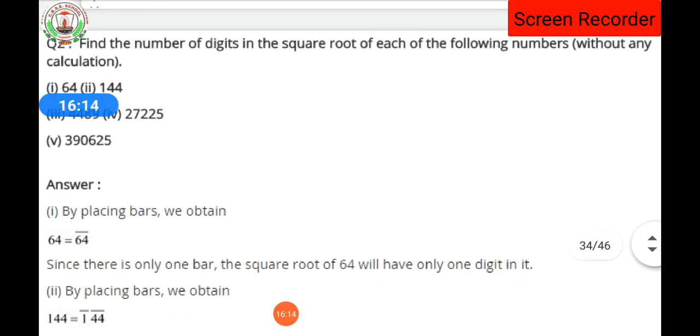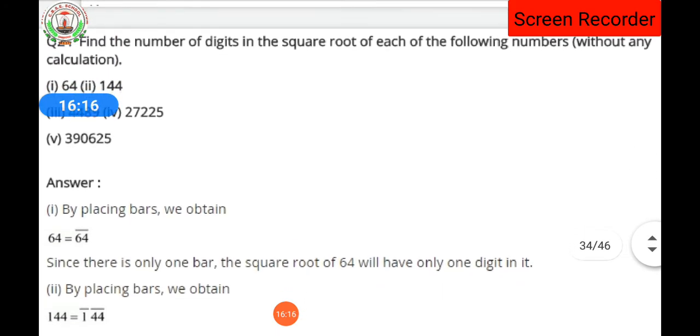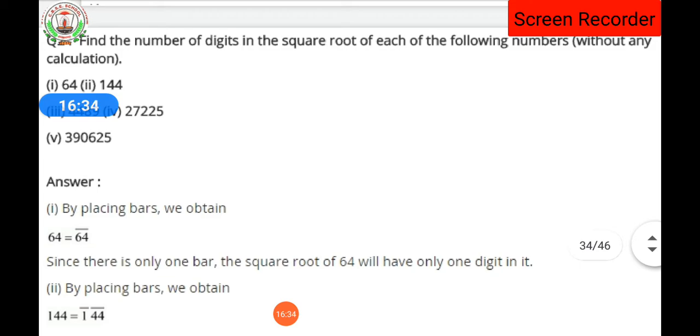Now moving towards question number 2, here it is said to find the number of digits in the square root of each of the following numbers without any calculation. So dear students, in question number 2 what you have to do over here is find the number of digits in the square root of each of the following, but without calculation.